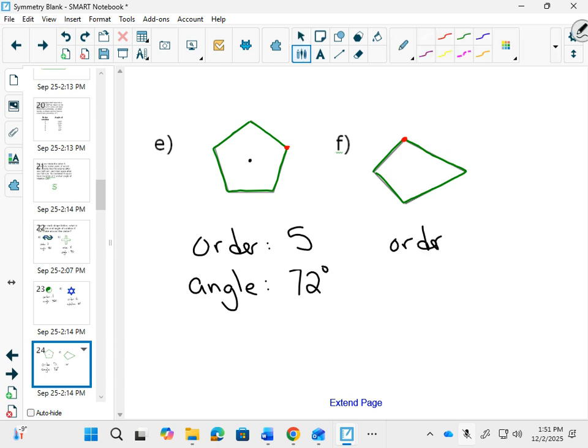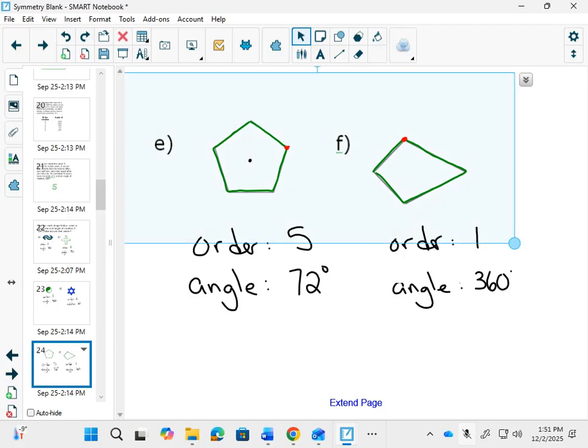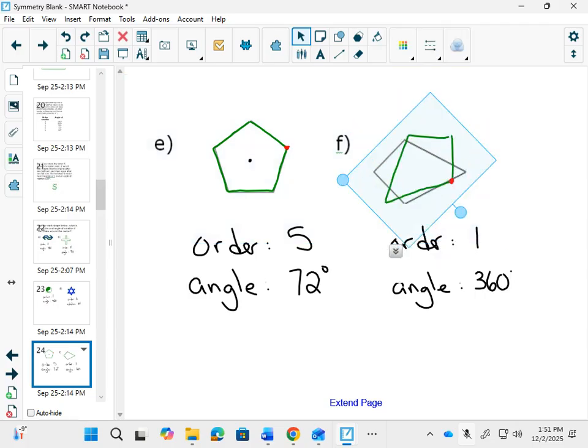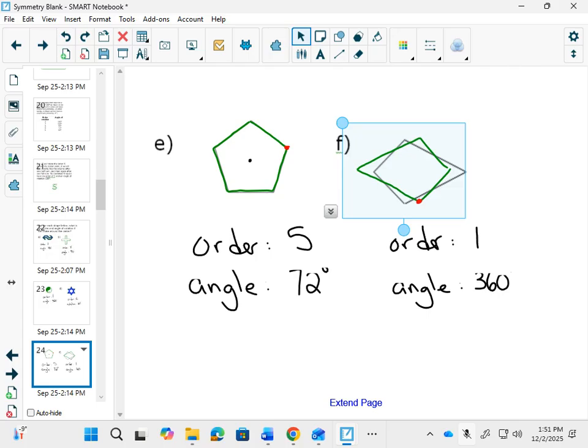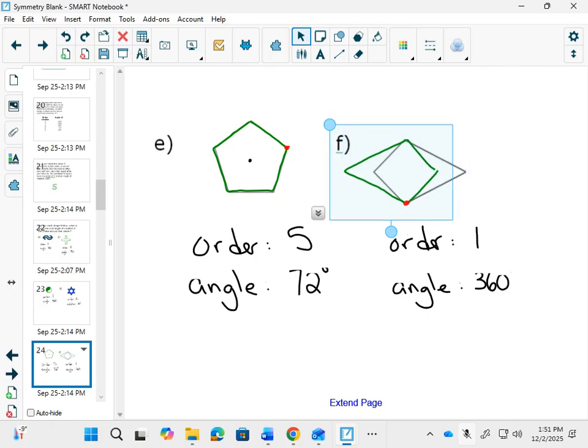And the last one, an order of 1. This one's super tempting. It's super tempting to say that it's going to have 2. But when I take this, there we go, and I rotate it so it matches up on the bottom. Uh-oh. That point on the bottom matched up, but it doesn't actually match up, right? And so it has an angle of 360.